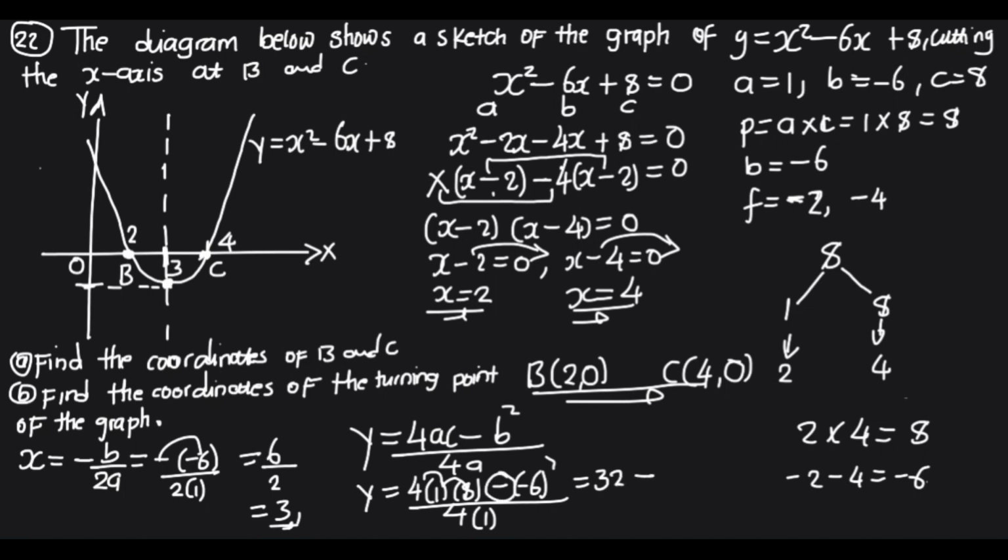Remember, this negative sign should not change, because negative 6 times negative 6, so the inside will give us positive 36 over 4. So if we subtract the numerator, it will give us negative 4 over 4, which is negative 1. So this is our y coordinate, and it makes sense because here we are expecting to have a negative number. So the coordinates for the turning point TP will be 3 for the x, negative 1.